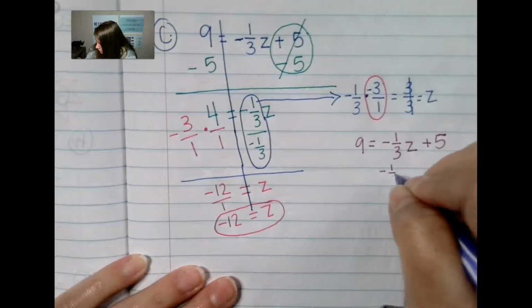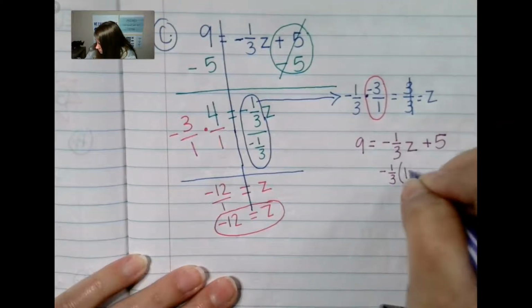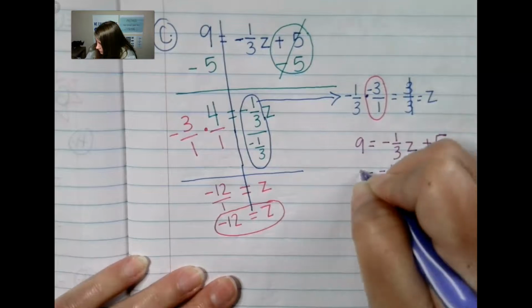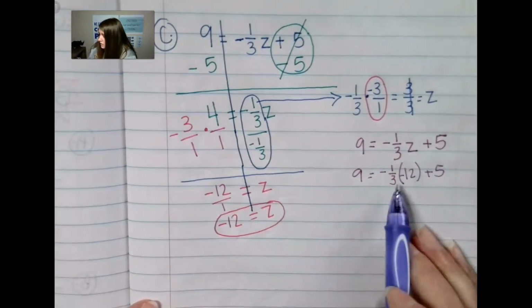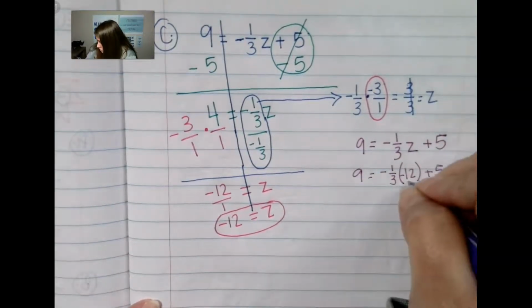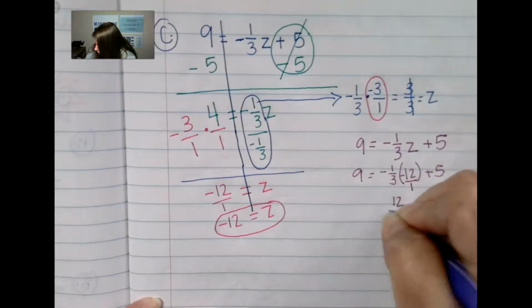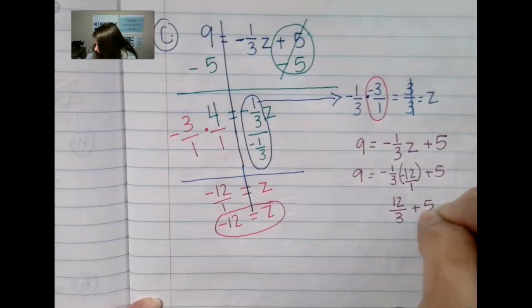So negative 1/3 times negative 12 plus 5 equals 9. Okay, so now I'm going to go like this. Negative 1 times negative 12 gives me 12. 12/1 is 3 plus 5.